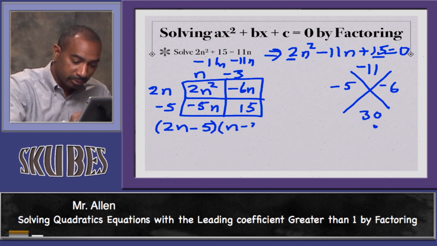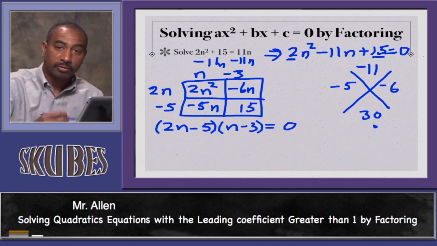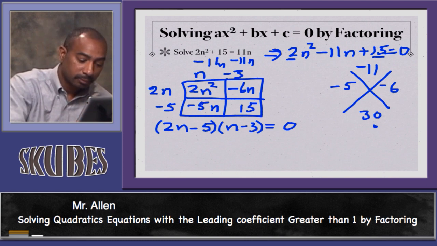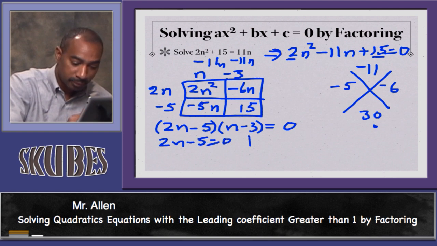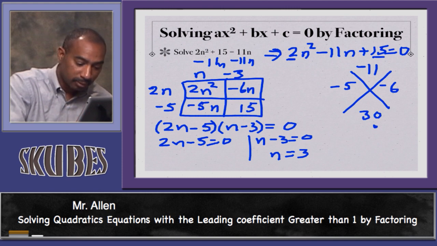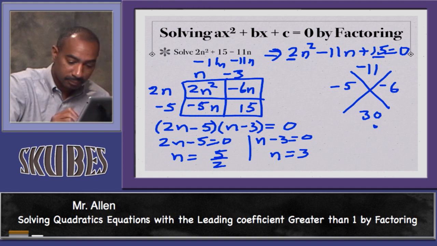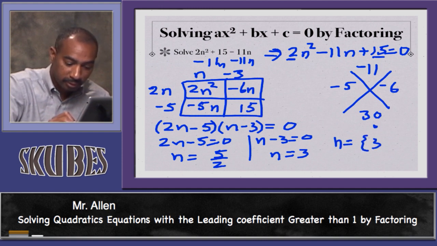times n minus 3, and you set that equal to 0. And you're going to set each factor equal to 0. So 2n minus 5 equals 0, and we have n minus 3 equals 0. This tells us that n has to equal positive 3, and n here has to be 5 halves. So n is 3, and then we have 5 halves.